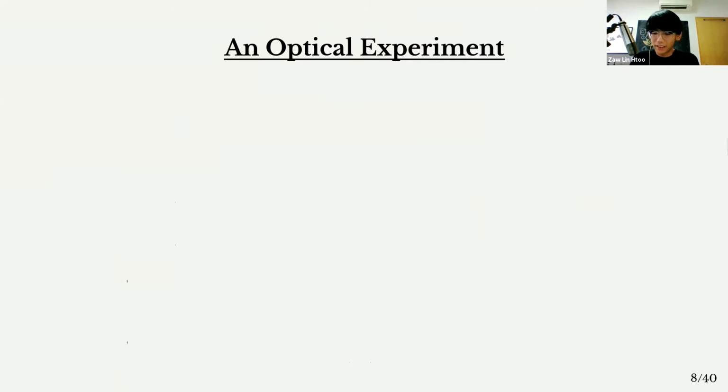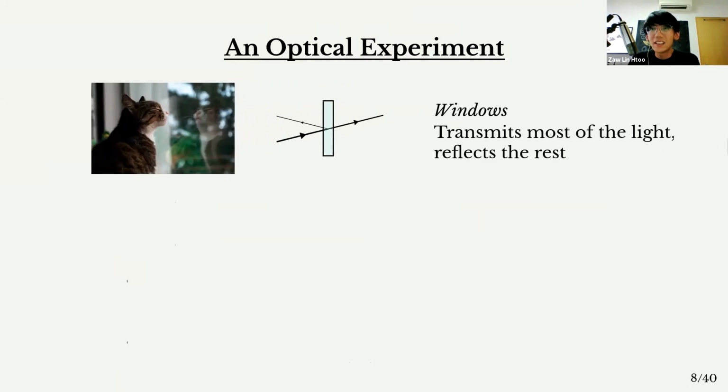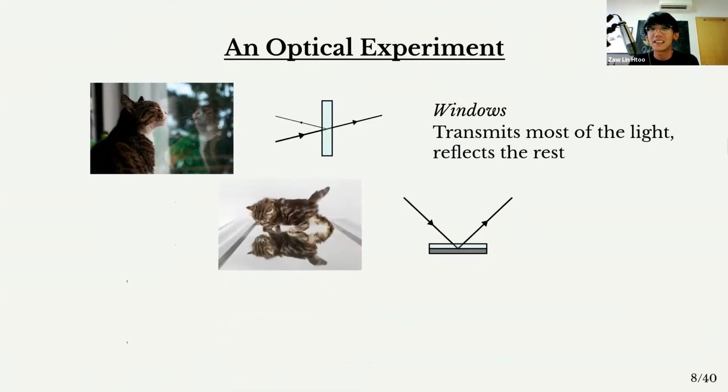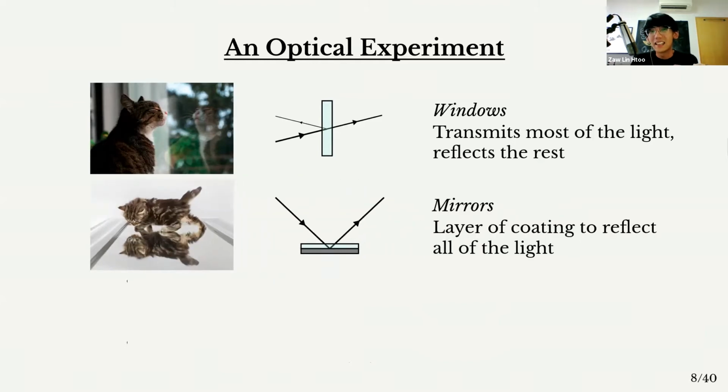So let's start with an optical experiment. And to do an optical experiment, we'll need some tools. For example, a window. A window transmits most of the light, but it reflects a little bit. Like the cat in the picture, most of the light goes through the window, but you can still see a bit of the reflection. Conversely, if you had a very thin layer of coating on the glass, then it completely reflects. If you have a layer of coating, then all the light that you shine on the mirror will reflect.